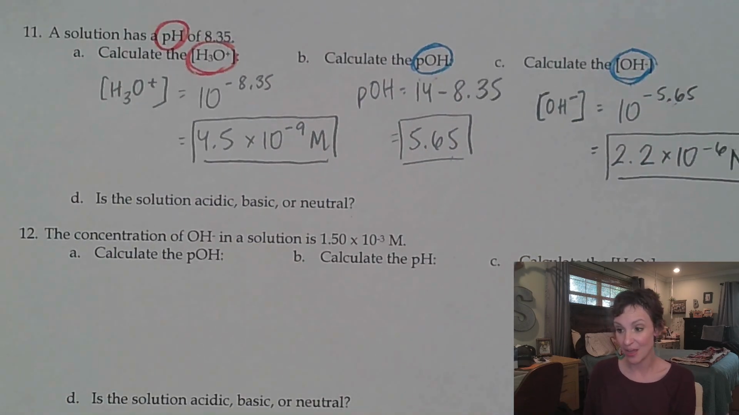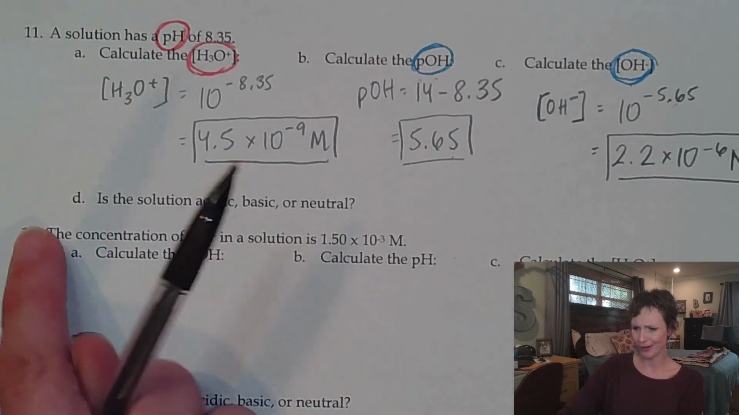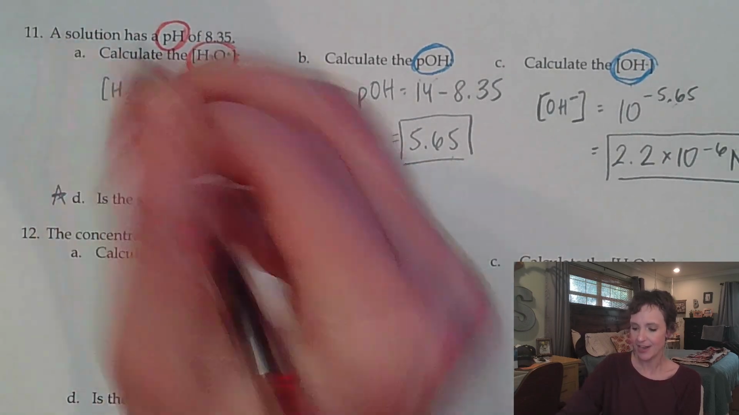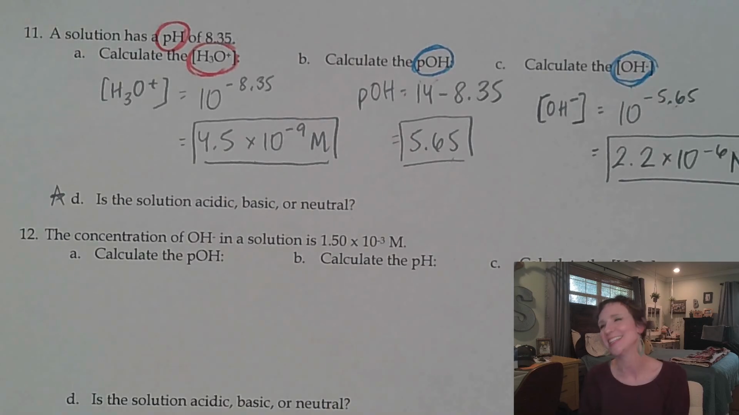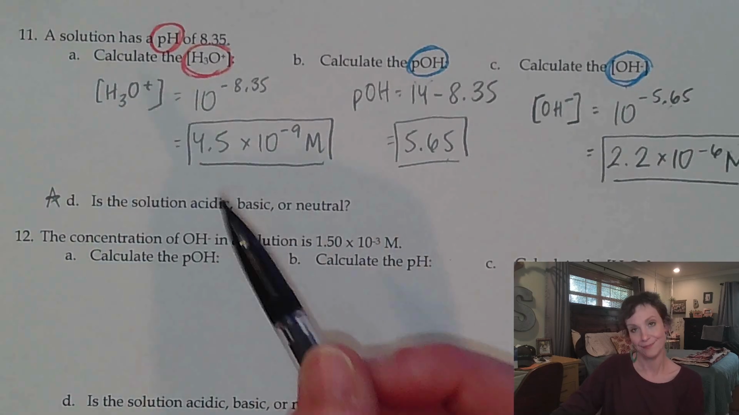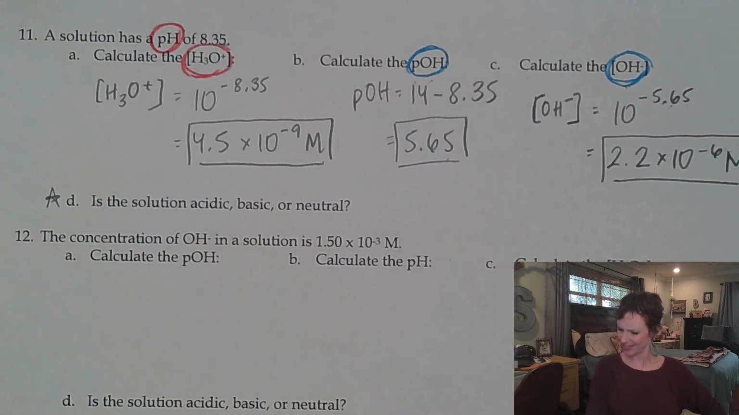The last little thing I want to do before we move back on to the notes is tackle D. D is super duper fun. After finding all of those values, you're like, oh my gosh, that's so much information. I need to be able to ask you just a general baseline question. Is the solution that I have given you here to examine acidic, basic, or neutral?